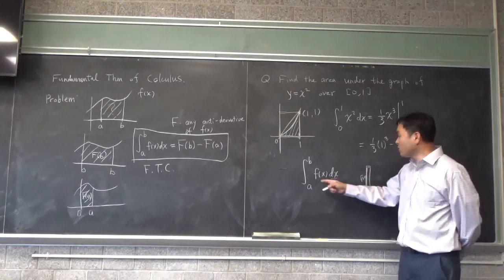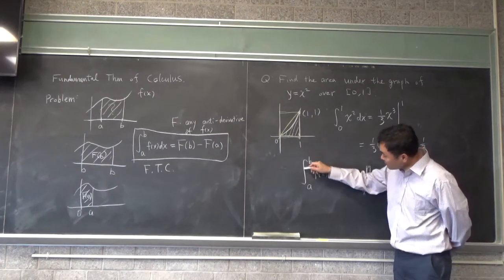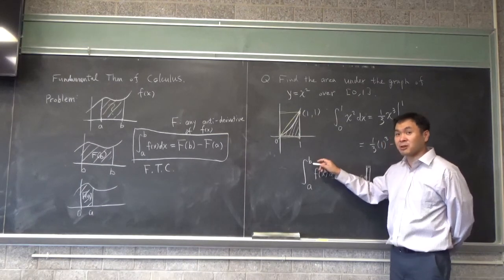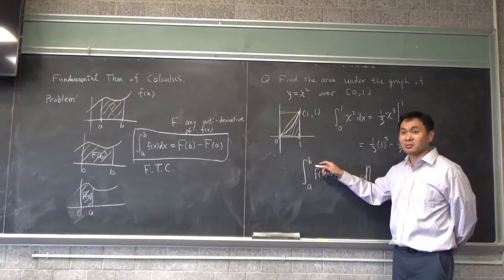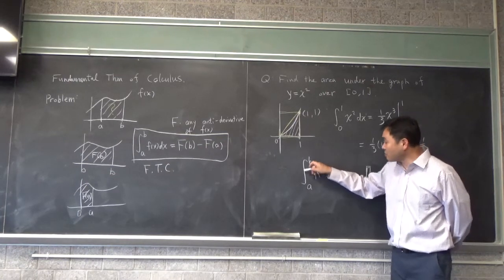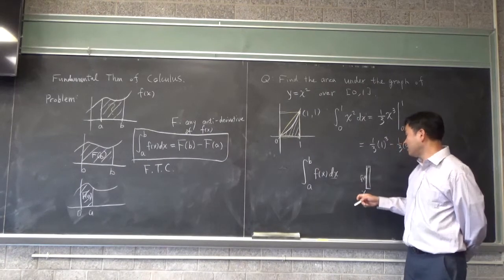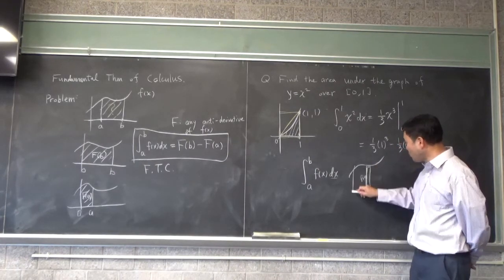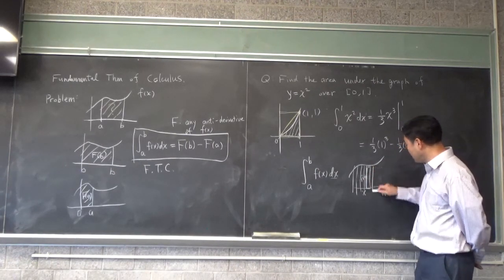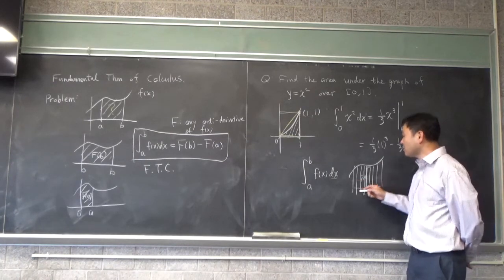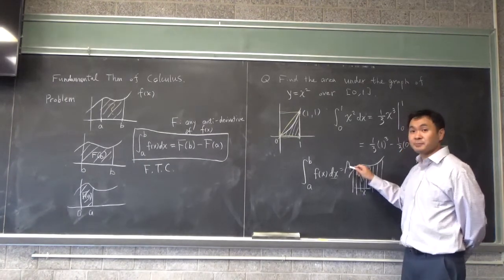And what are you doing? You're adding. This S is from summation. It's S for summation. Okay, summation of all these tiny rectangles from A to B. Okay, so it's like here, and you have all these tiny rectangles, and you add them up. That's why this is the area.